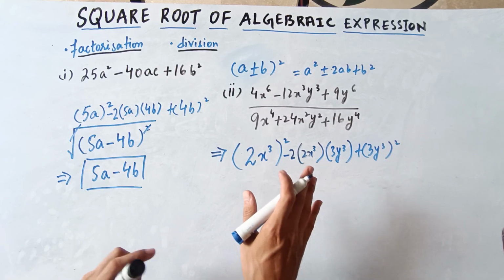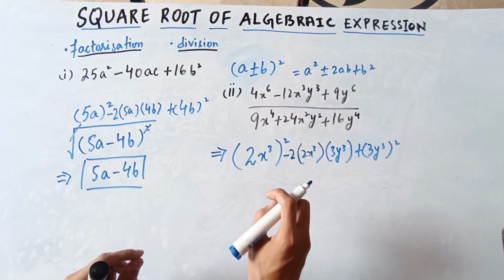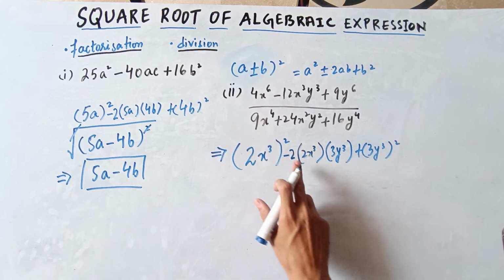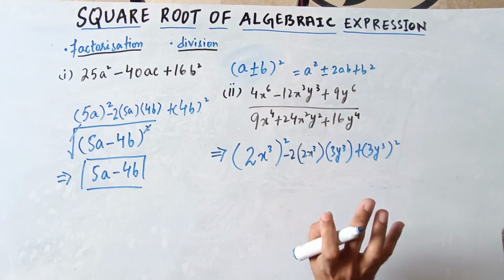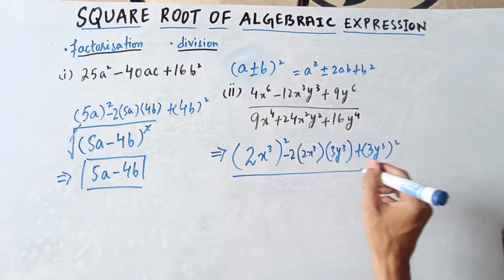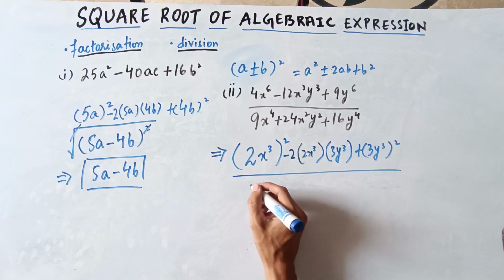Then you can say that showing this, 2 2s are 4, 4 3s are 12, x cube y cube, it is satisfying that we can apply the identity over here. Similarly we can do it in the denominator.